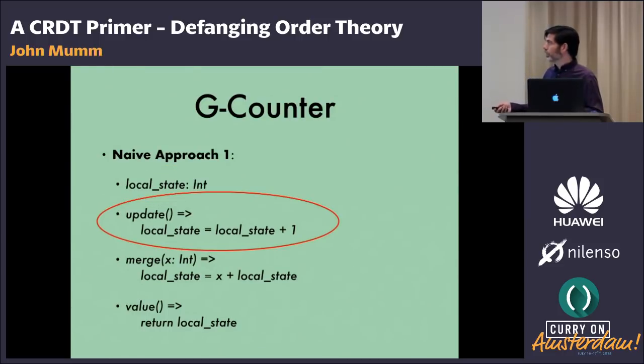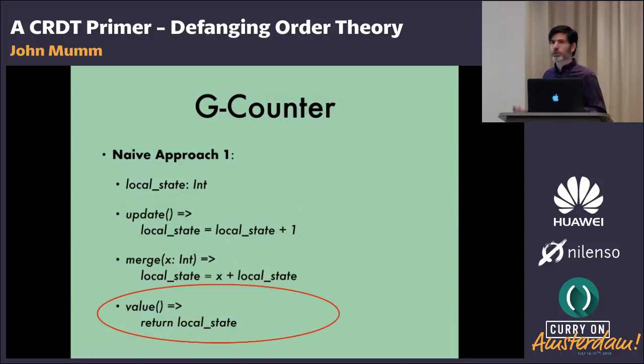Our update function can be increment, right? We add 1 to our local state, and value is just returning that increment. And now, okay, let's see, my node has 2. I've received 2 increments so far. Yours has received 5. So if I want to merge it in, what do I do?